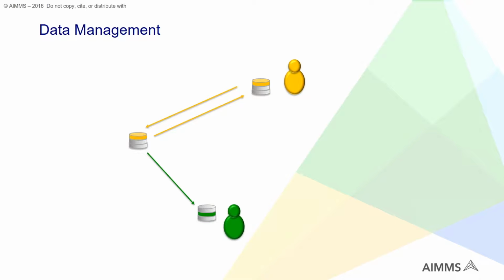At the same time, Mrs. Green is working on her own changes, and when she is done, she commits her complete snapshot, and as you can see, she overwrites Mr. Yellow's changes.